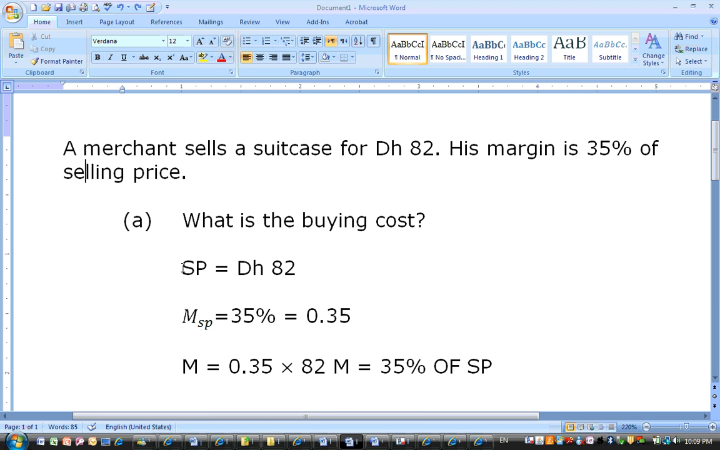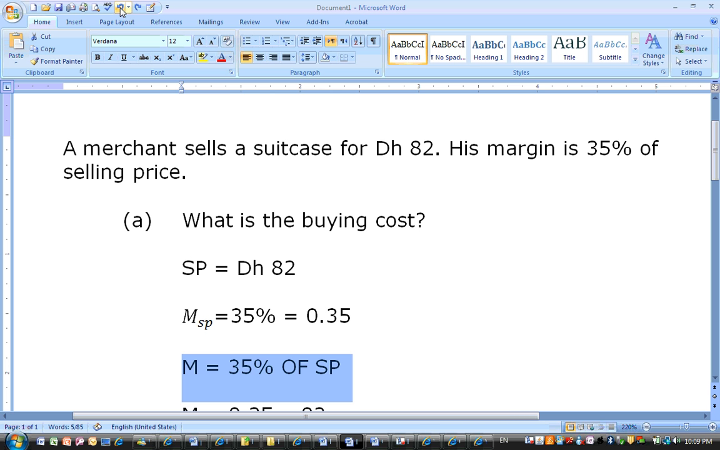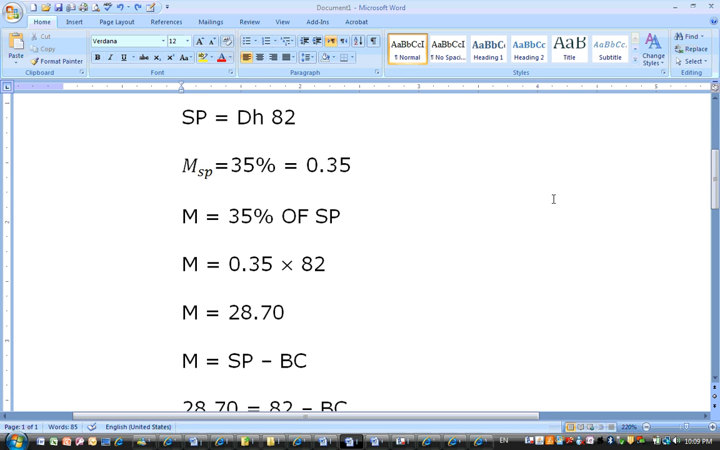Let's look at the facts given in the question. The question gives you the selling price, 82 dirhams, and the margin as a percentage of the selling price. In other words, the margin makes 35% of SP. Now, before we get the buying cost, we need to calculate the margin itself. So, let's use the facts given. M is making 35% of SP.